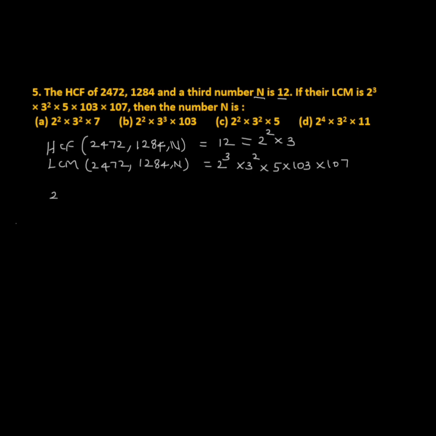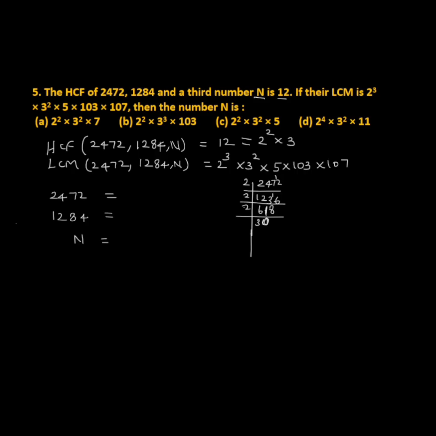Now we need to find the prime factors of 2472 and 1284, and then we can get the number, because all the options show prime factors. Find the prime factors of 2472: 2 times 1236, 2 times 618, 2 times 309, and the remaining 309 we cannot divide by 2, so we put 0 or carry on.